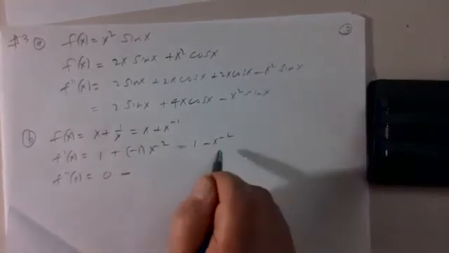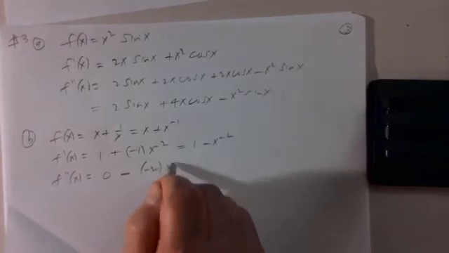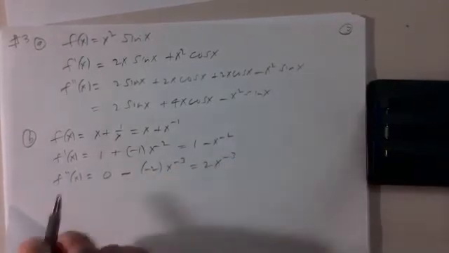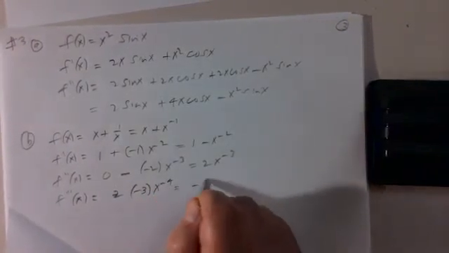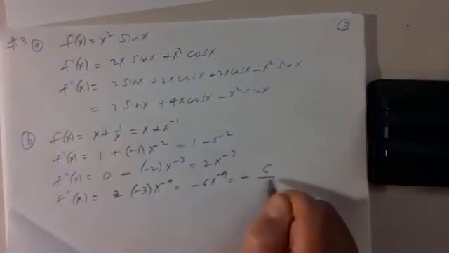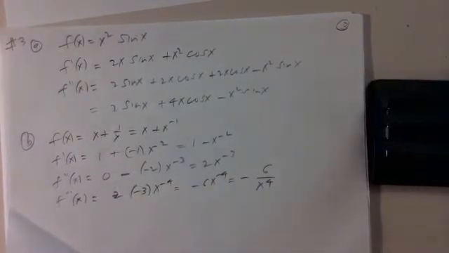The second derivative, the derivative of 1 is 0, and the derivative of x to the minus 2 is minus 2x to the minus 3. So we get 2x to the minus 3. And the third derivative is 2 minus 3x to the minus 4. So minus 6x to the minus 4, or minus 6 over x to the 4th. Whichever you prefer. Okay.